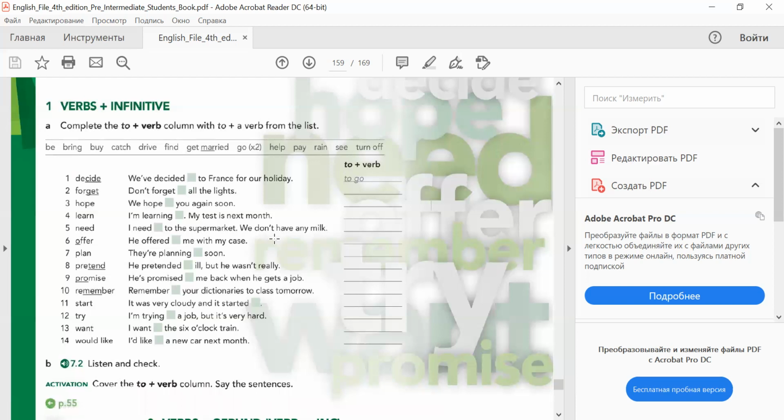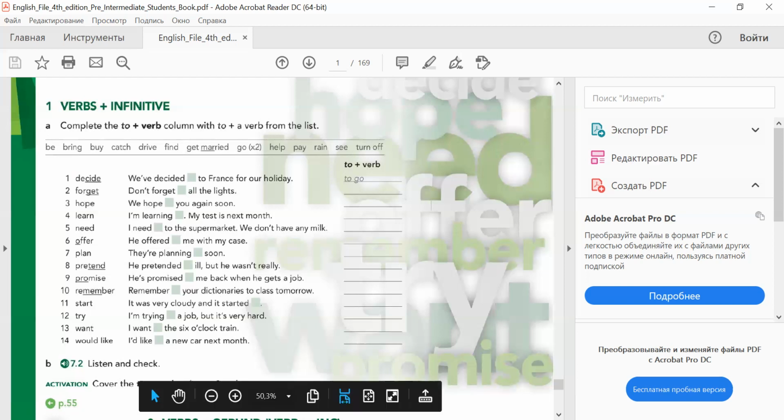Here we have an exercise where you can practice by pausing this video, where you have to put these verbs into the infinitive form. For example, the word decide. We've decided to go. Yeah, we choose the word go, and we put to. So, to go to France for our holiday. Okay, so you can do the same with the rest of the sentences.